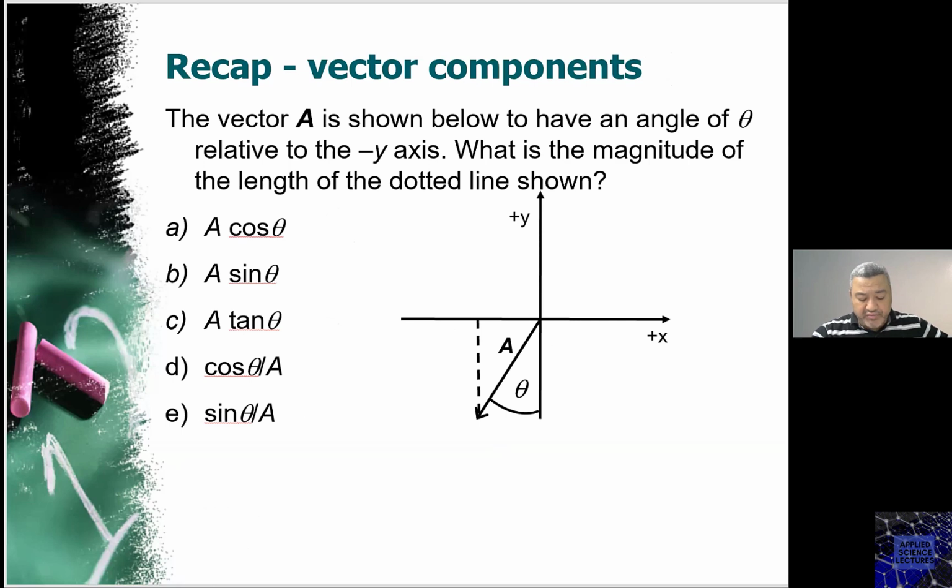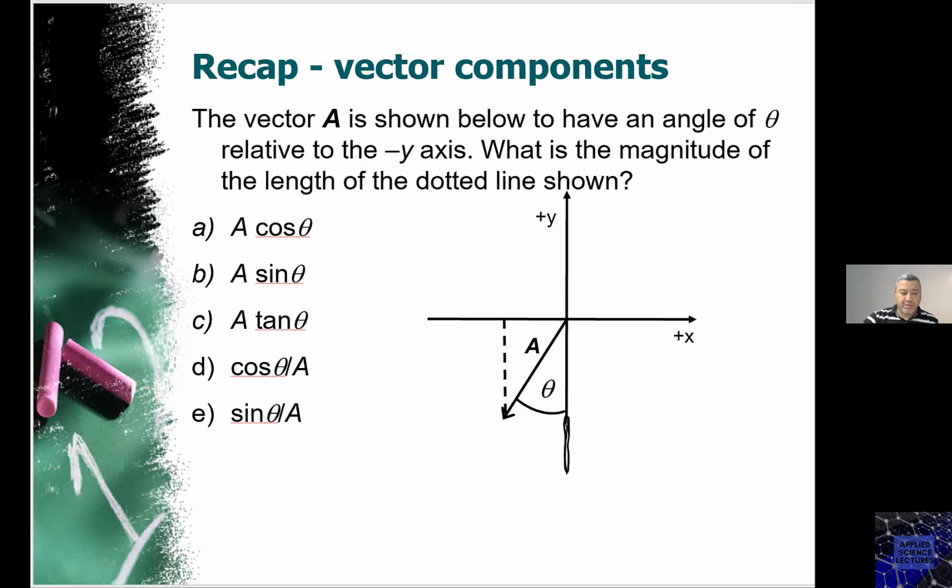The vector A that you can see in the third quadrant is shown below to have an angle of theta relative to the minus y axis. What is the magnitude of the length of the dotted line shown? Do you know? Which answer do you think is the correct answer to this question? A, B, C, D, or E? B. Is it B?